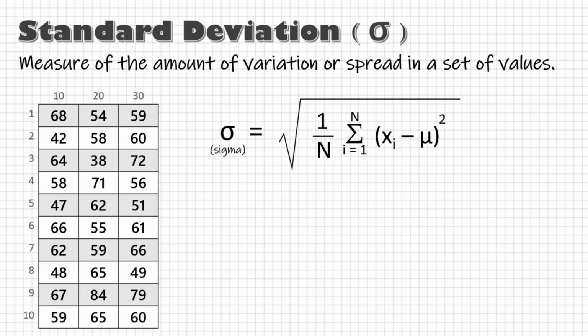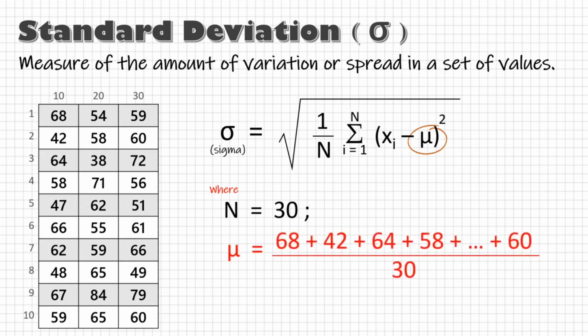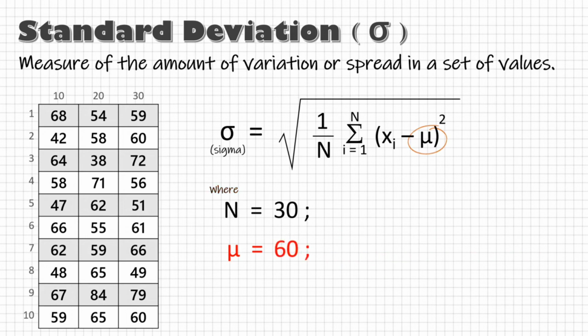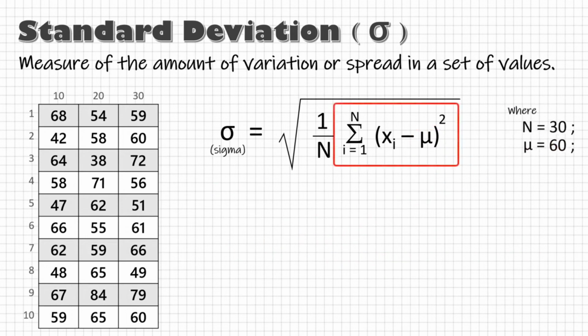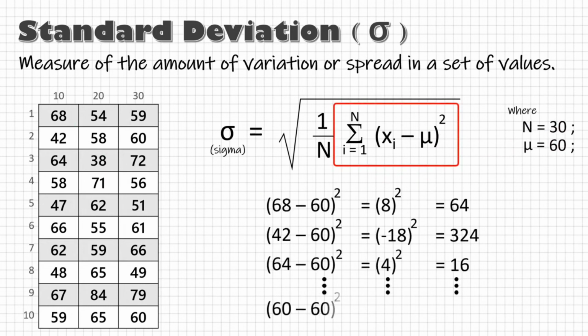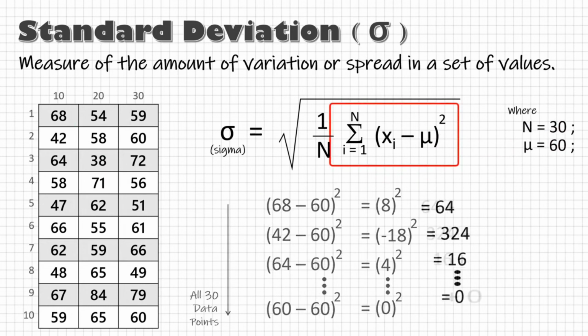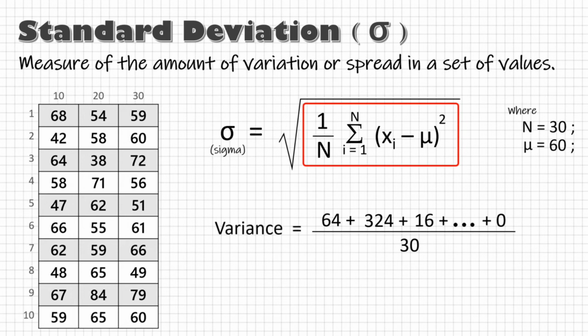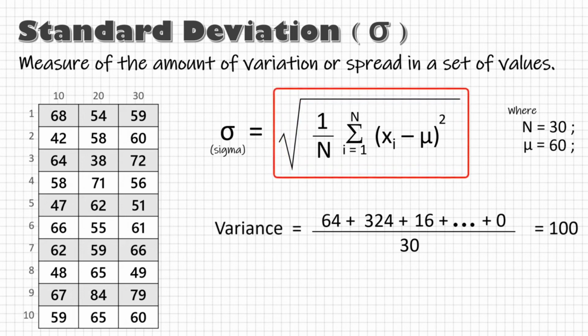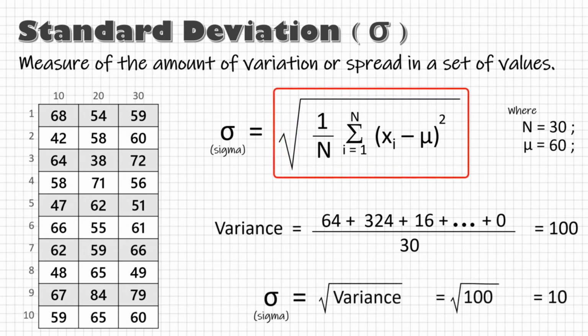N is the number of data points, that is 30. Mu is the average or mean value of the 30 numbers and can be calculated by dividing the sum of all data points by 30, which comes out to be 60. Now first we will calculate the difference of each data point from the mean and square the result of each outcome. The mean of these values is called variance and the standard deviation is the square root of variance.